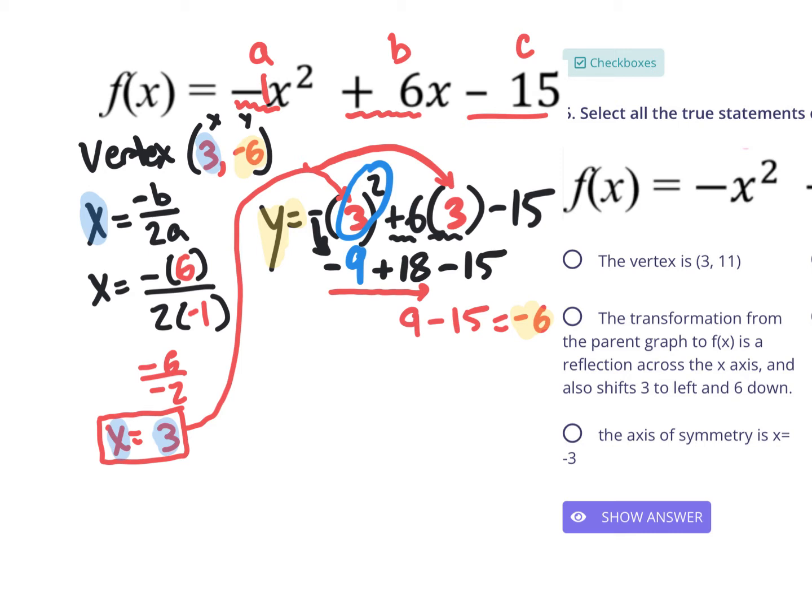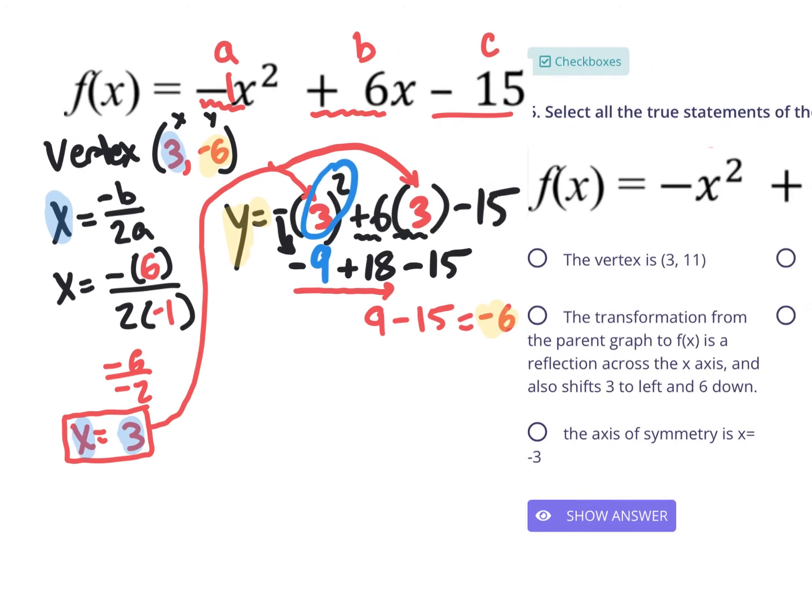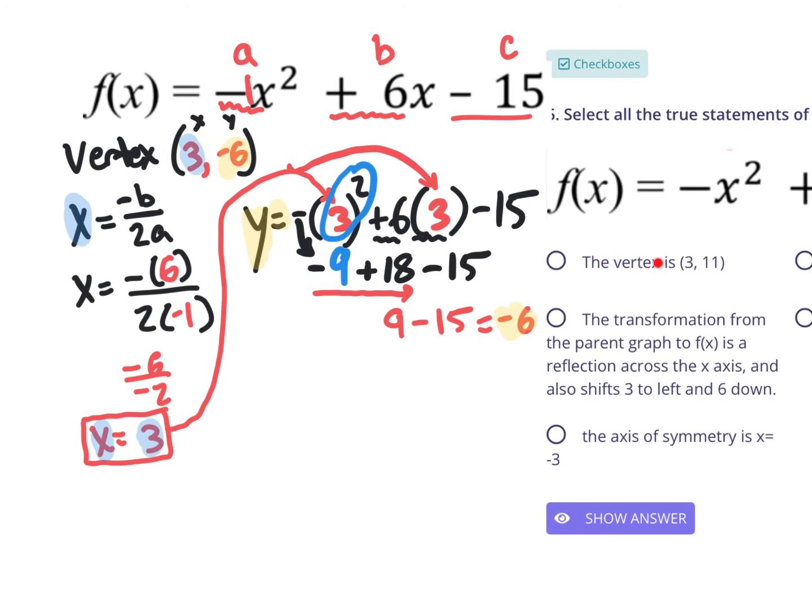You know what? I think we should pause right there with the work, and let's take a look at what true statements there are. Okay, so they're saying that the vertex is 3, 11. Yeah, the vertex x is 3, but not 11. It's negative 6. So this one for sure do not select. The vertex is not 3, 11. It's 3, negative 6.